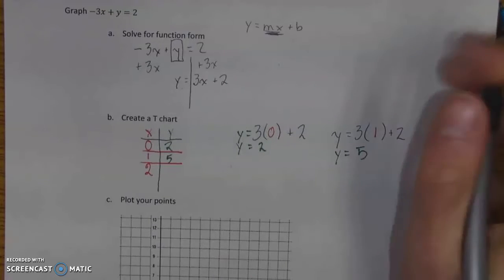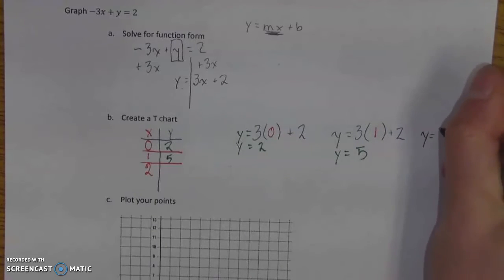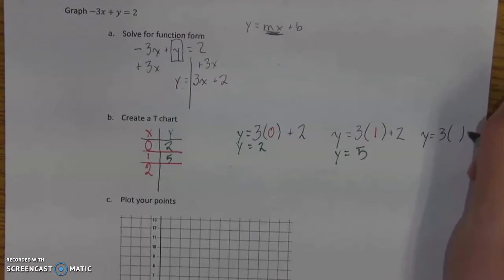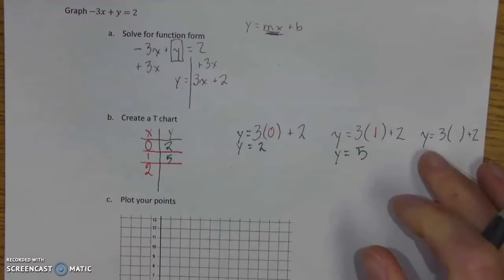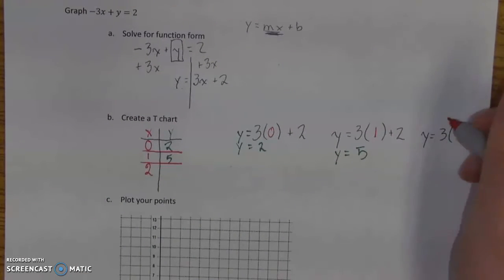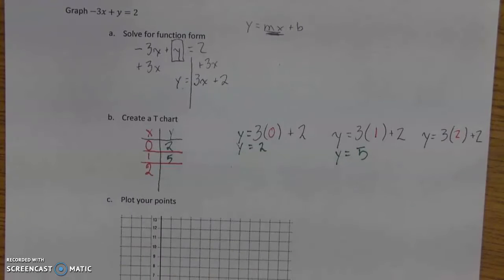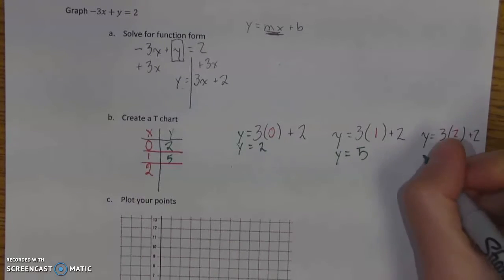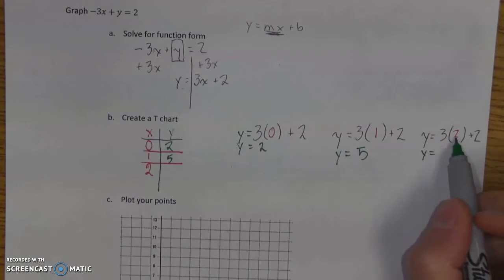Do this one more time with our final point, y equals 3 times x plus 2. Again, returning to that formula. And since I know that x in this case is 2, that's the value I picked, I'm going to end up with y is equal to, well, 3 times 2 is 6.